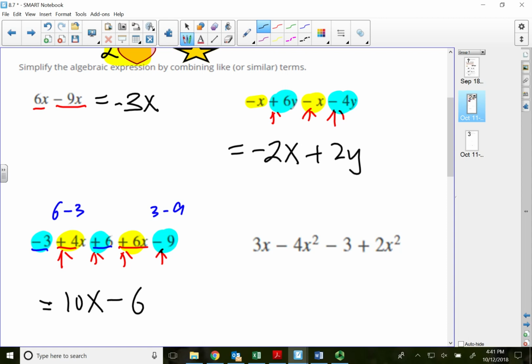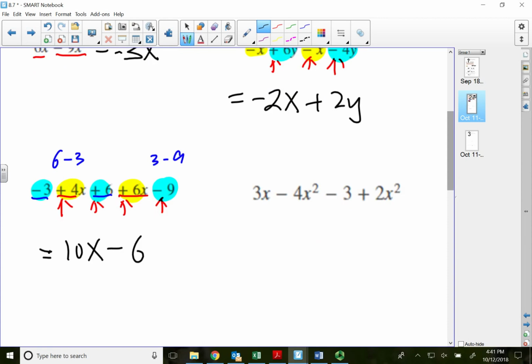They are not like terms, so I cannot combine them. All right, same thing here. Combine like terms. Negative 4x squared is a like term with positive 2x squared because they have the same variable and same exponent. 3x is different than negative 3. So negative 3 is another term.